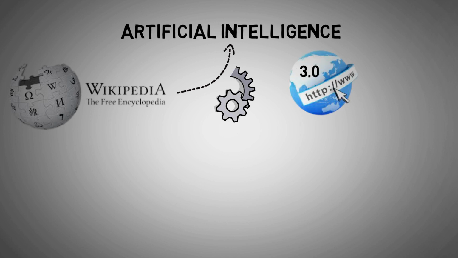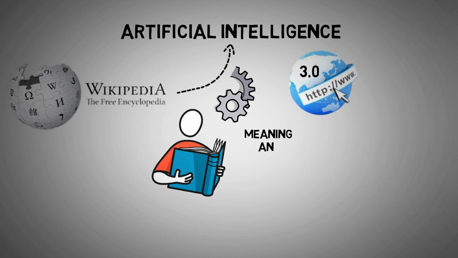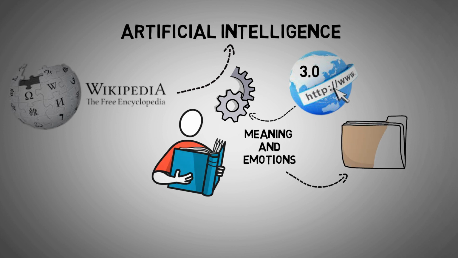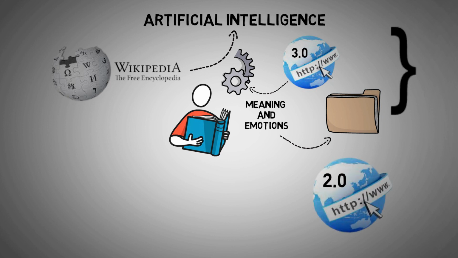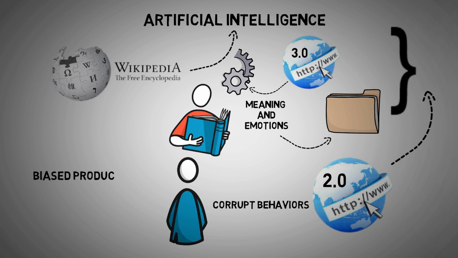Web 3.0 machines are clever because they can read and comprehend the meaning and emotions expressed by a set of data. Despite the fact that Web 2.0 has similar capabilities, it is still primarily human-based, which allows for corrupt behaviors such as biased product evaluations, rigged ratings, and so on.